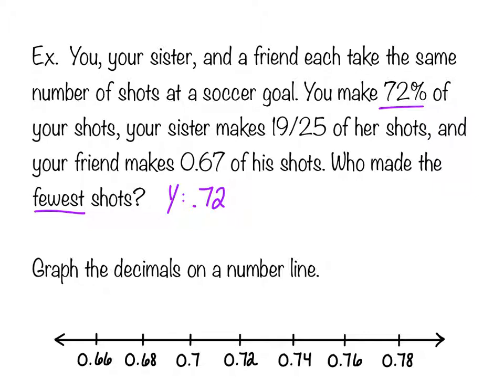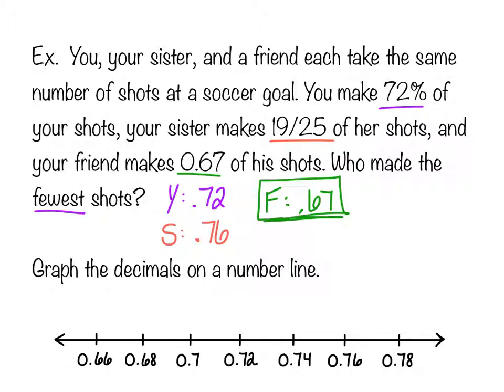Okay, we've got your sister who made 19 out of 25. So if we convert 19 out of 25 into a decimal, that gives us 0.76. And then we've got your friend who was already given as a decimal, and that was 0.67. So 0.67. So we can see your friend made the fewest amount of shots.